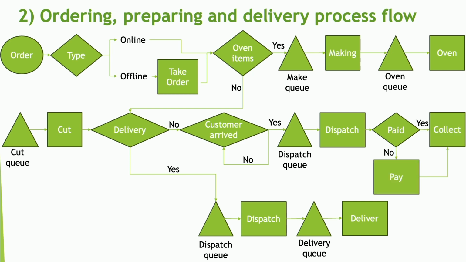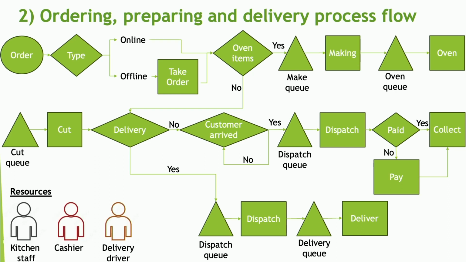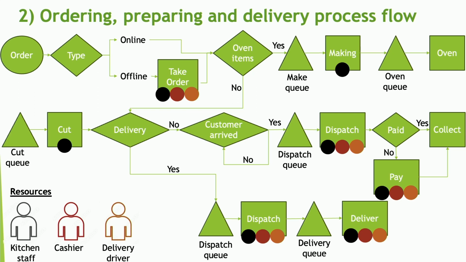So it's a pretty basic flow, right? It's not the most complicated model. But then we've got the 3 different types of resources that work in the system, and they are only allowed to do certain types of activities. So we've got our kitchen staff, they're allowed to do all activities. But when we look at the cashier and the delivery person, they can't do the cutting and the making.